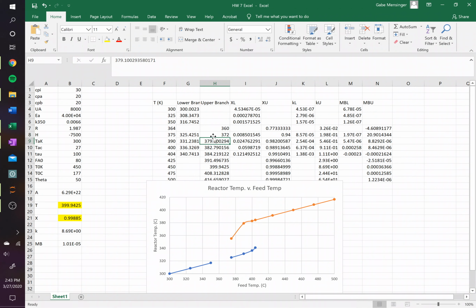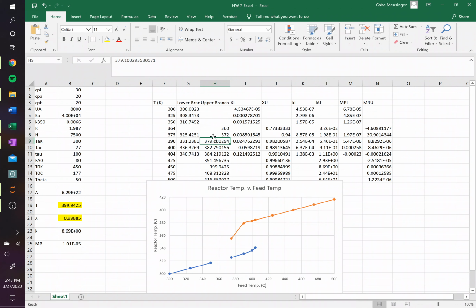So by plugging my expression for XA into my mass balance, and then essentially setting all that to 0, and knowing that K is a function of temperature, along with X, I can solve for my conversions as well as my temperature. So that's what I did over here.